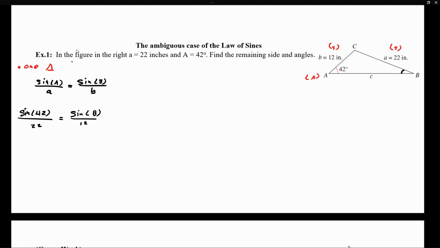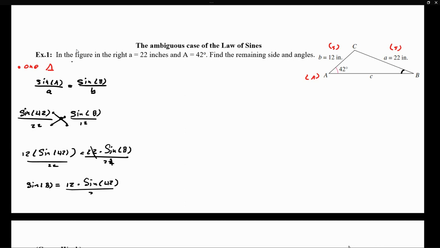So how can we solve this? Well, we want to solve for B. If we cross multiply and isolate B, we're going to have 12 times the sine of 42 equal to 22 times the sine of B. To solve for B, we have to divide by 22. So now we know that the sine of B is equivalent to this big expression: 12 times the sine of 42 all over 22.